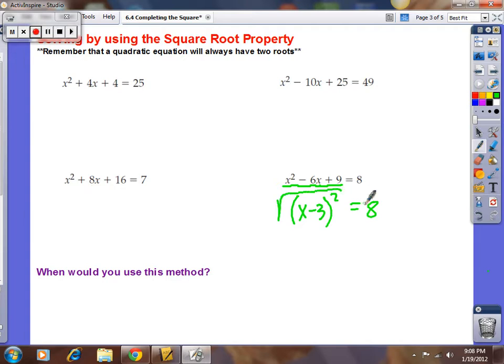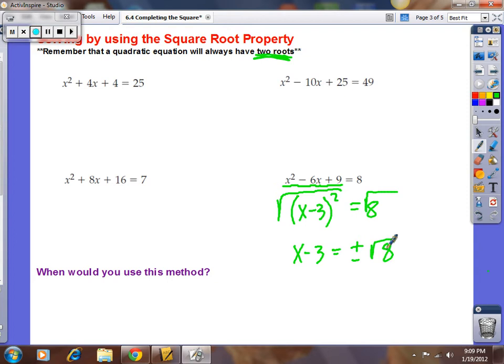So if you take the square root of the left, square root of the right, you are going to have on the left just x minus 3, and on the right, here's what you have to remember. If you take the square root of 8, there's actually two answers. There's the positive root and there's the negative root. And this is where our two answers are going to come from. So let's take plus or minus square root of 8.